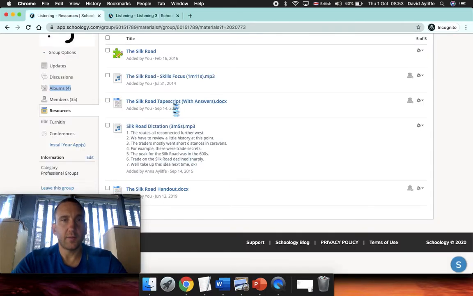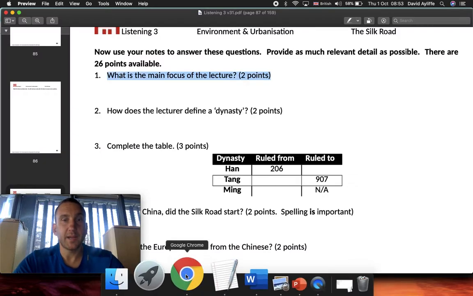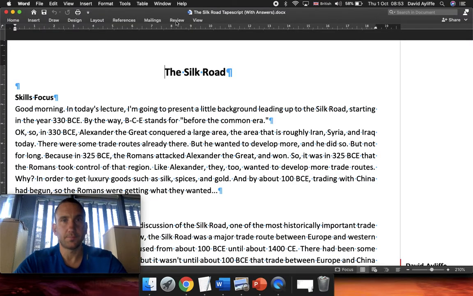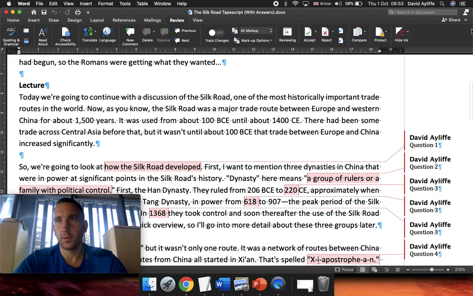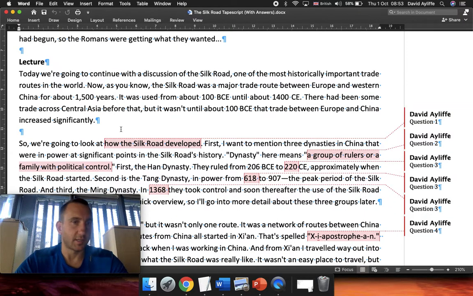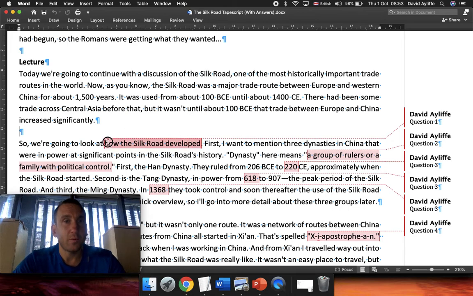Okay, so we're going to have a look at the tape script with the answers together. So what's the main focus of the lecture? You've got this document on your Schoology page. Here we go. And it shows us the answers quite clearly. So we're going to look at how the Silk Road developed. So that's the focus, not the Silk Road. The Silk Road is the focus, but it's not the specific focus. Yeah. So what's the main focus of the lecture? How the Silk Road developed.